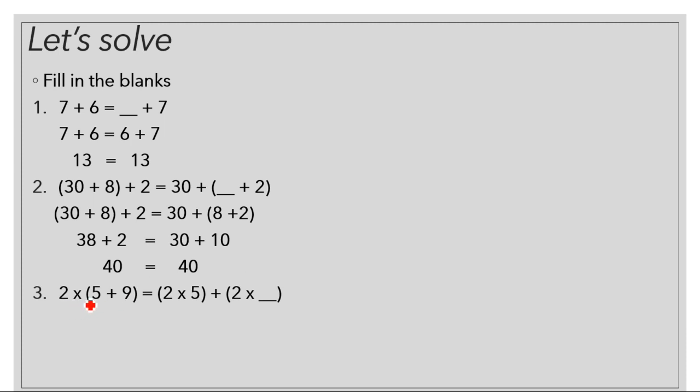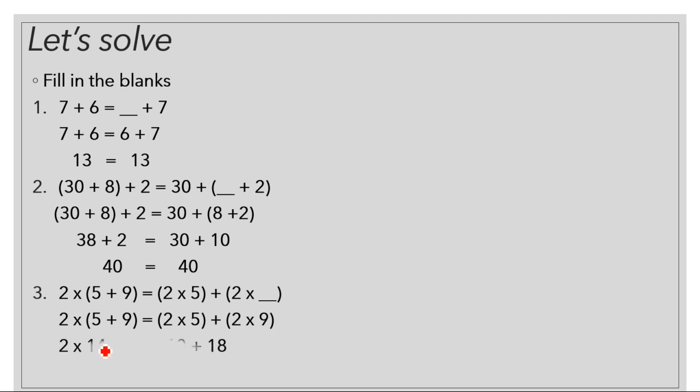Now 2 multiplied by 5 plus 9 is equal to 2 multiplied by 5 plus 2 multiplied by dash. Here we have 2 multiplied by 5 plus 9 and here we distribute 2 to 5. So here we distribute 2 to 9. So 2 multiplied by 5 plus 9 is equal to 2 multiplied by 5 plus 2 multiplied by 9.